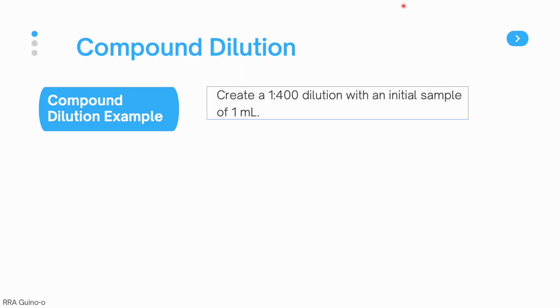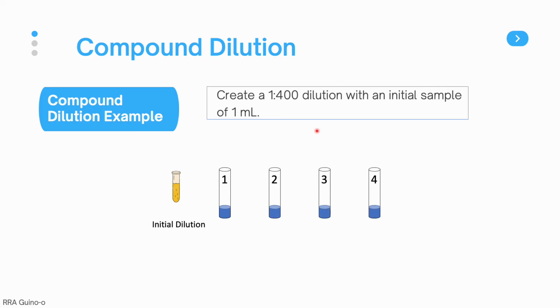So do you have your answer? Let's take a look. Let's take this tube as our sample. In order to get our 1:400 dilution, one way you can do it is by having 4 tubes. And then we have the initial dilution and the final dilution for each tube. Don't forget that our initial sample is 1 ml.